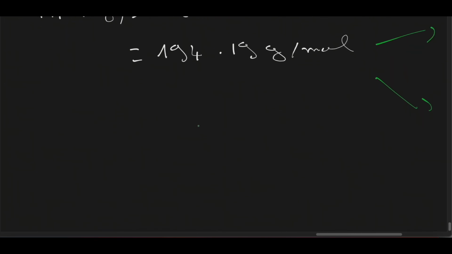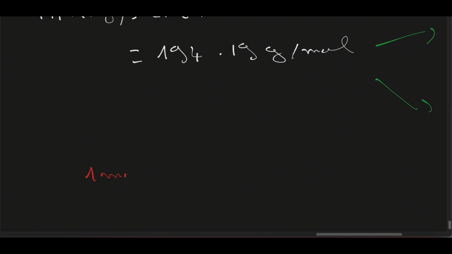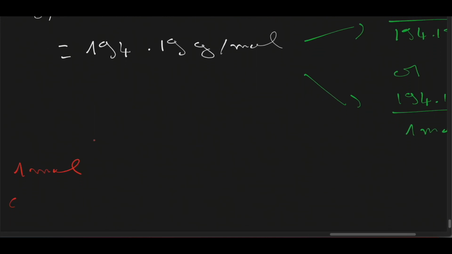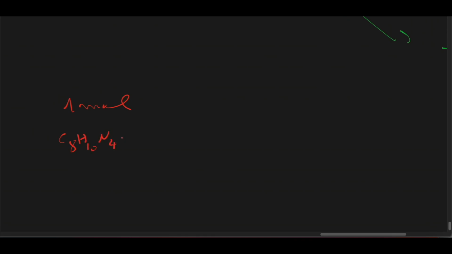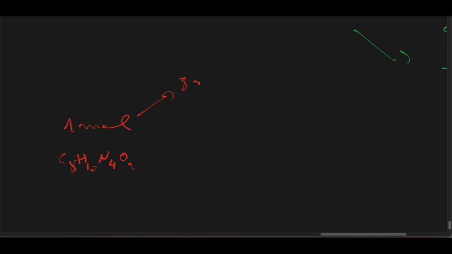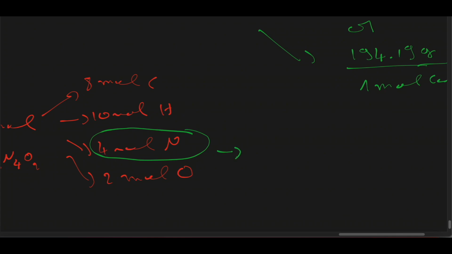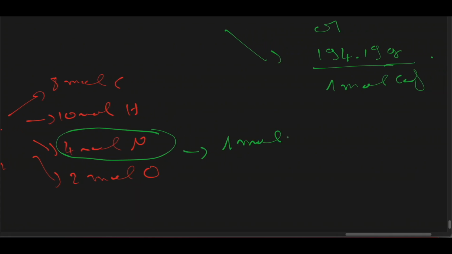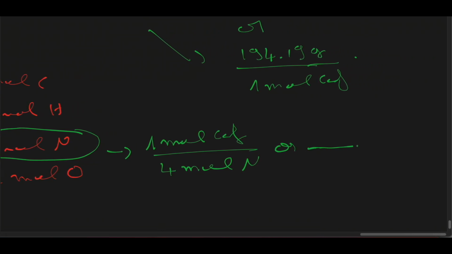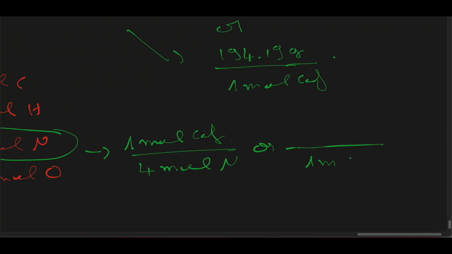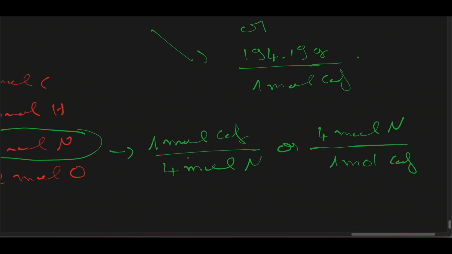The same thing for the mole of caffeine. We have 1 mole of caffeine, which is C8H10N4O2. We have 8 moles of carbon, 10 moles of hydrogen, and 4 moles of nitrogen. The last one, 2 moles of oxygen. Here we are interested in the moles of nitrogen. So here we can write: for 1 mole of caffeine, we have 4 moles of nitrogen. Or we can write another conversion factor, which is 1 mole of caffeine on the bottom of this fraction contains 4 moles of nitrogen. So also here we need one of them for the equation.